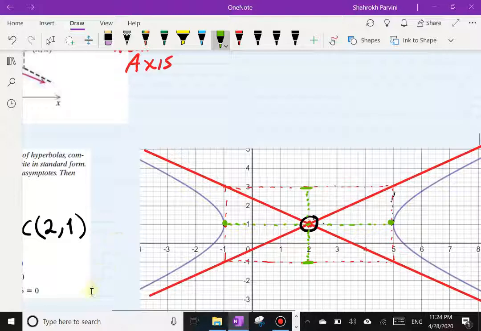And the next step is to actually draw this fundamental rectangle. This rectangle, you draw it through these 4 points. And again, we know what we're looking for. We're looking for a horizontal hyperbola. So at this point, from the center, you go out to the edge of the box on the left and to the edge of the box to the right.